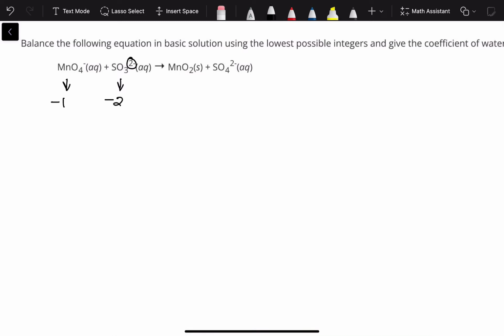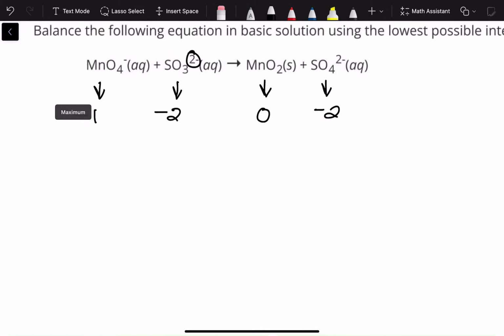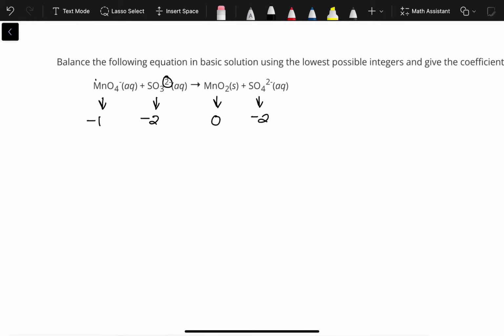Now we look at the product side, and we can see that this MnO2 has an overall charge of 0 because there's nothing here, so we can assume that's 0. And SO4 2 minus has an overall charge of -2. From here, we need to see which of these elements, is Mn on this side and this side being reduced or oxidized, meaning is it gaining or losing electrons?